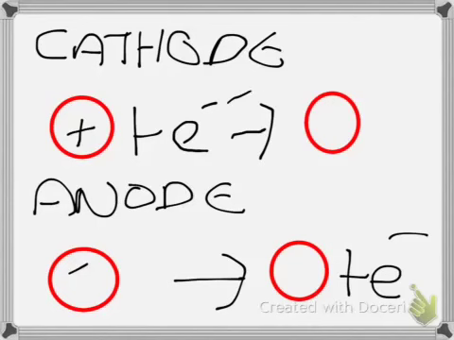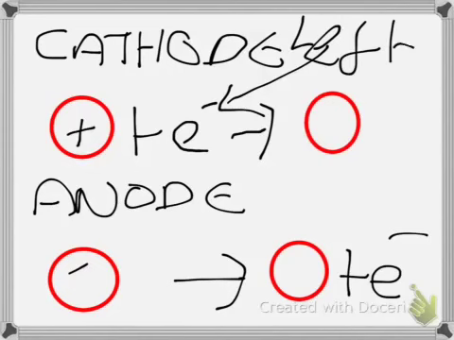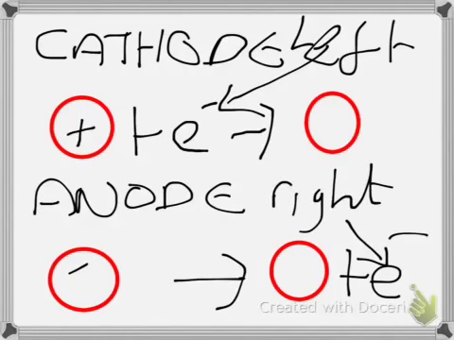So in my cathode reaction, my electron is on the left of the arrow. In my anode reaction, my electron is on the right of the arrow. What I want you to do now is see if you can apply that to different electrolysis reactions and different electrolytes that I've put up on the board.